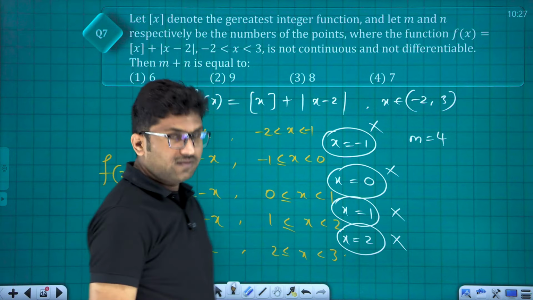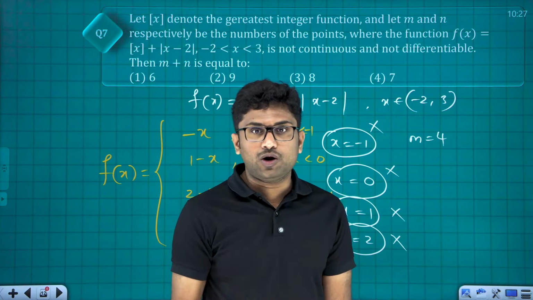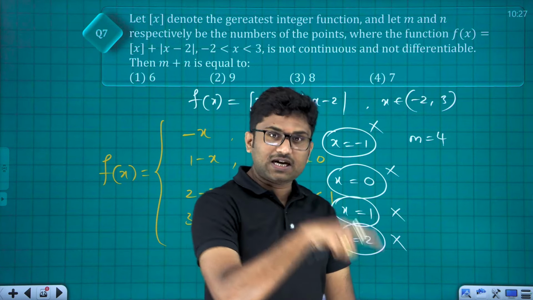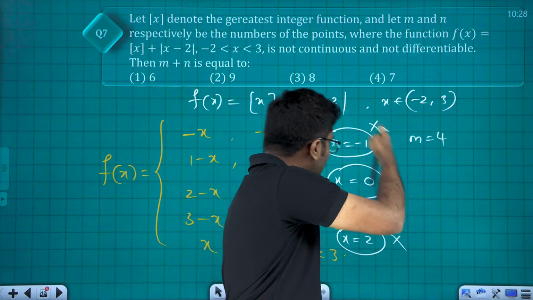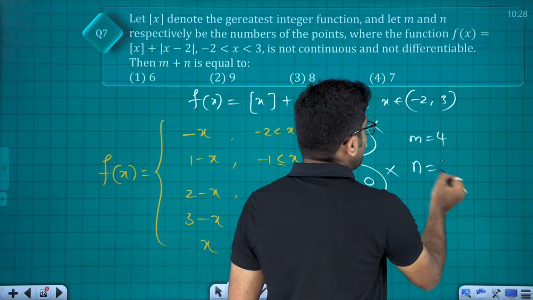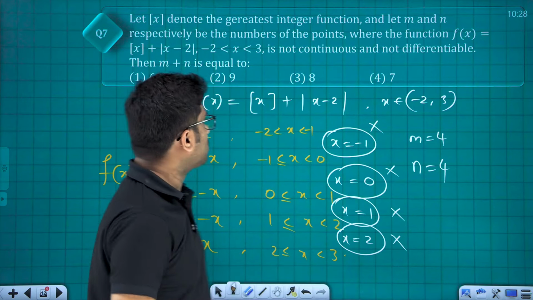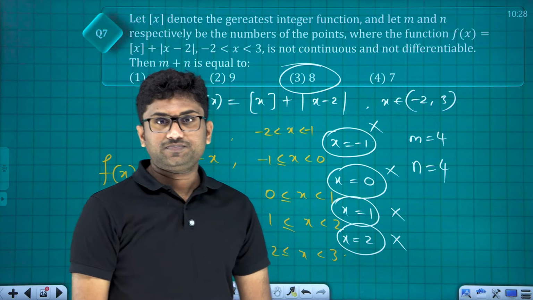Friends, common sense, if the function is not continuous at these points, definitely it won't be differentiable also. If it is continuous, then only we'll check for differentiability. Now if the function is not continuous at these 4 points, then it is not differentiable at the same 4 points. Therefore m equals to 4, n equals to 4, m plus n is equals to 8.